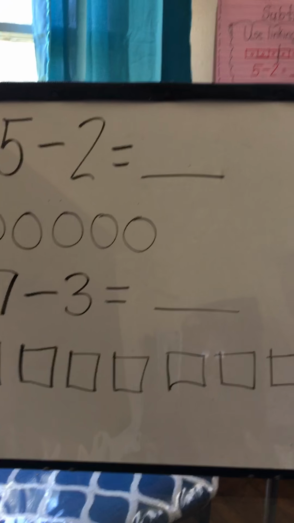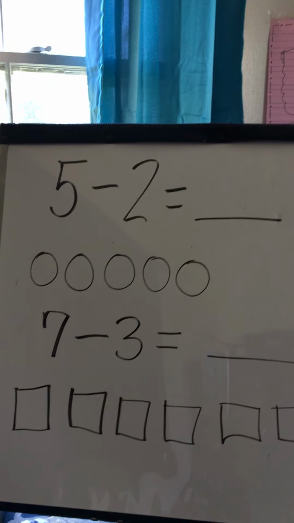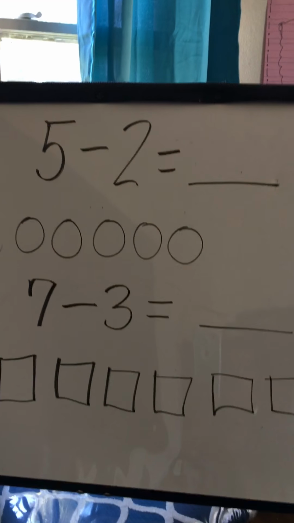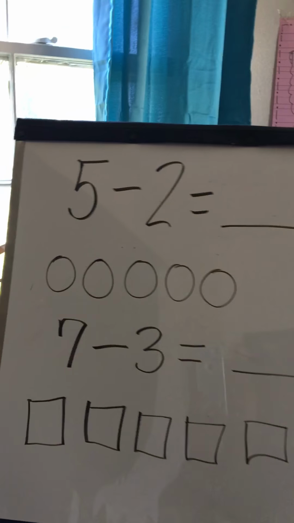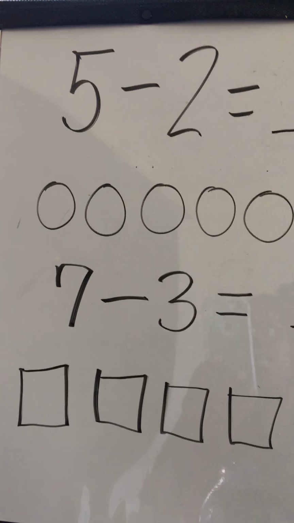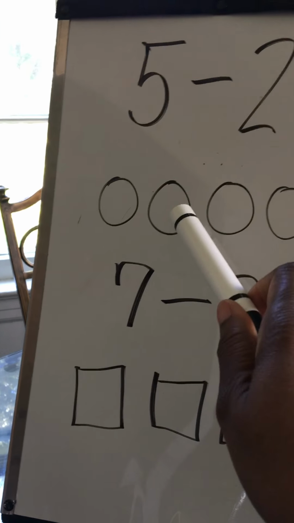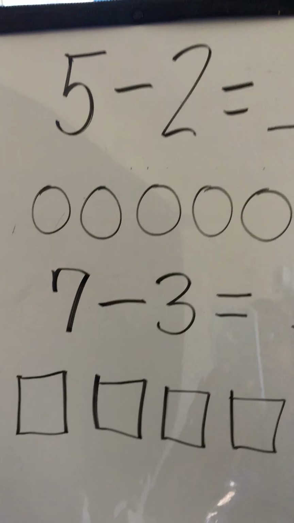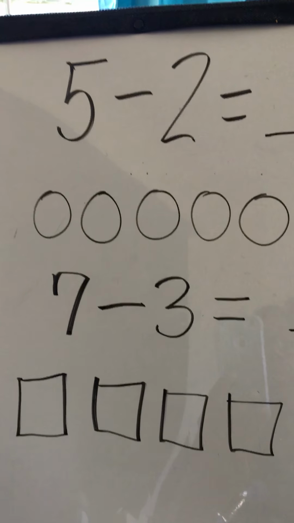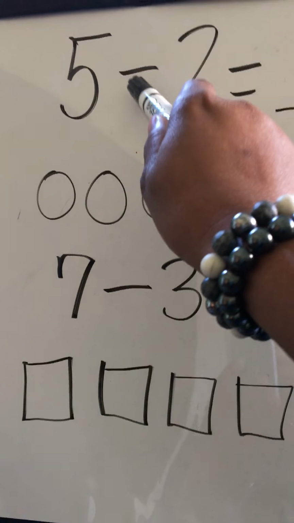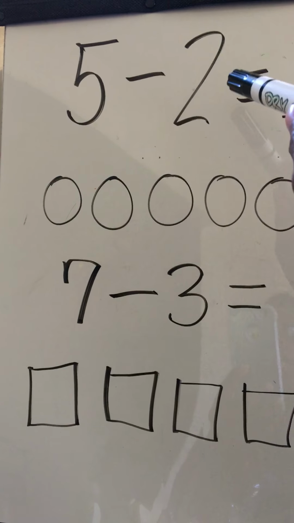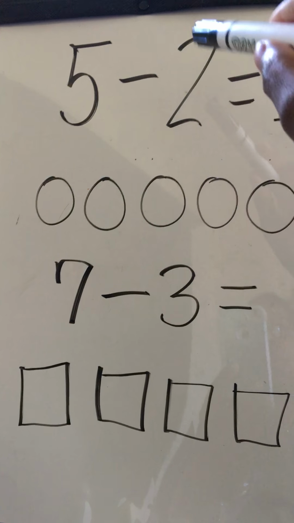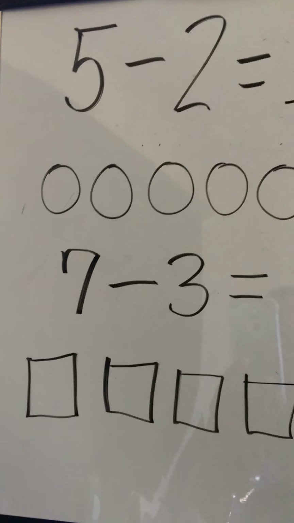So if you look at my board here, I have a number sentence. And a number sentence is also called an equation. And we have 5 minus 2 equals blank. So I have drawn 1, 2, 3, 4, 5 circles. 5 is the whole. Now I am going to take away 2. That minus sign means to take away. 5 take away 2 equals the difference.